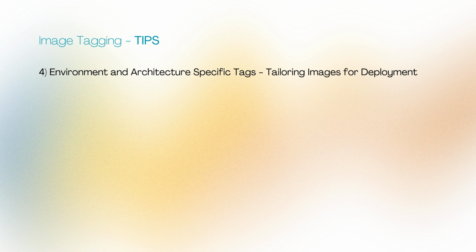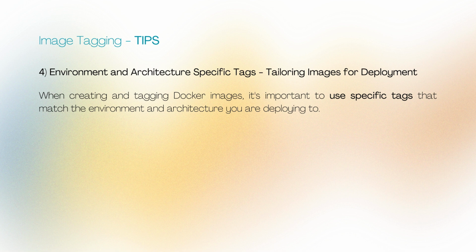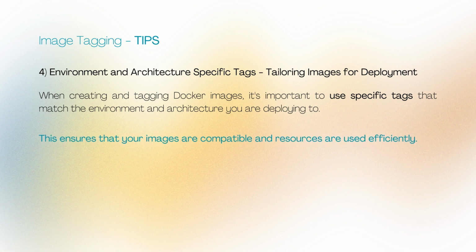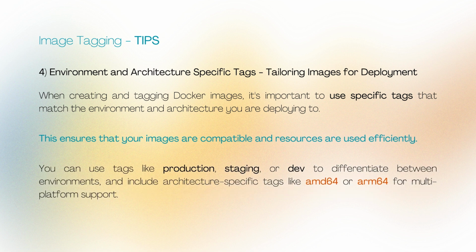The next in line is environment and architecture specific tags. When creating and tagging Docker images, it is important to use specific tags that match the environments and architecture you're deploying to. This ensures that your images are compatible and resources are used efficiently. You can use tags such as production, staging, or dev to differentiate between environments, and include architecture-specific tags such as AMD64 or ARM64 for multi-platform support.